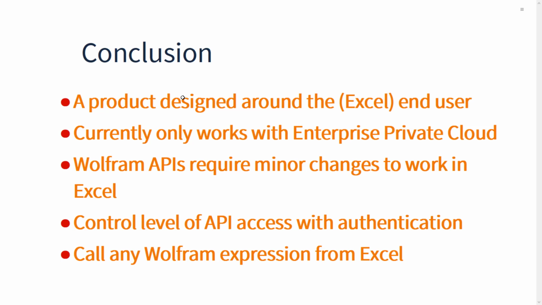Wolfram APIs require very minor changes to work within Excel. I've told you that allowed cloud extra parameters going to all is the only thing that you need to change. What I didn't show you, but it's very simple, is, we've signed in. So if you're signed in, what it means is that you're able to control API access with authentication. This is something you can go to Chad's talk or read his notes, and he talks to you about assigning permissions and things like that. And finally, you're able to call any Wolfram expression from within Excel using the Wolfram function.